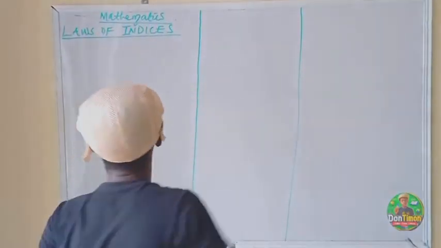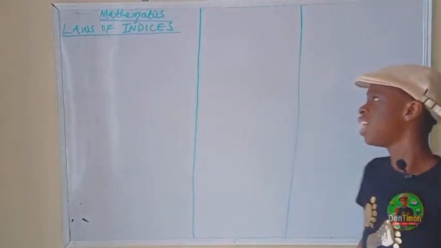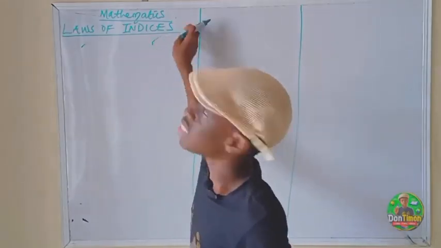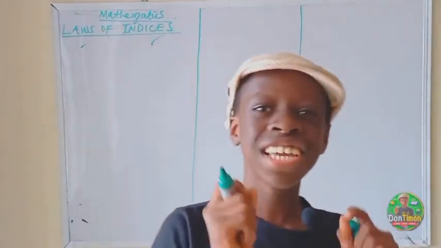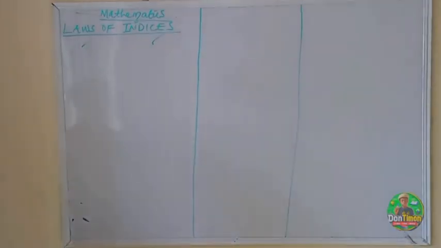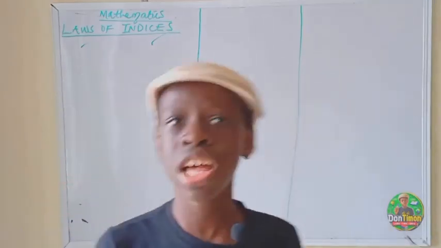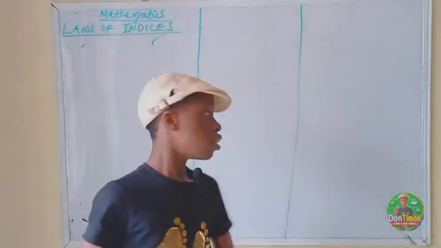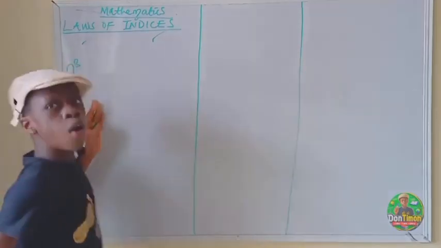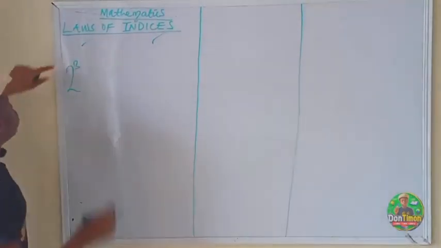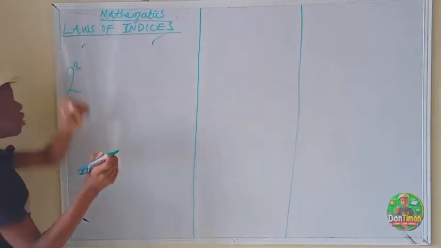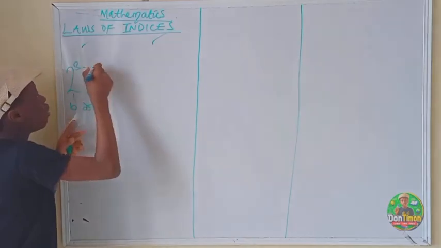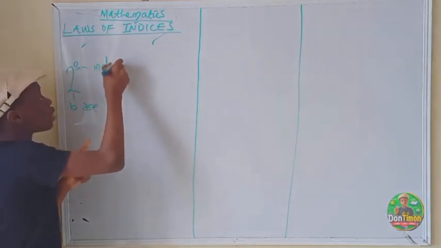Today we're learning about the laws of indices. Before we start with any laws, we have to learn what these indices are. Indices is the exponent of a number, which shows how many times the base will multiply itself. Take this as an example of what we are defining: 2 to the power of 3. 2 is the base and 3 is the index.